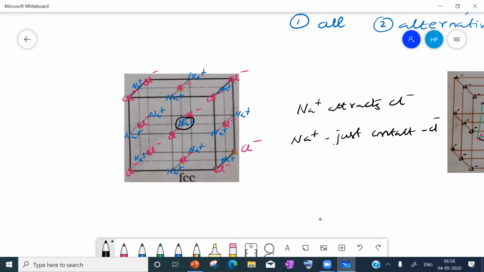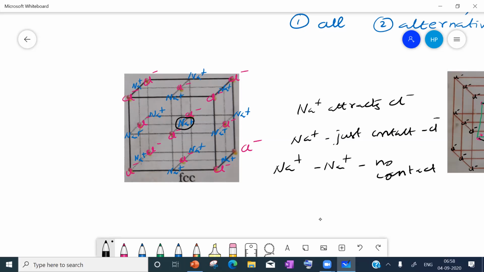Next, Na+, no contact. That's why we can say Na+ ions are second nearest neighbors. Na+ ions have no contact. Why do we say Na+ ions are not in contact? Because they both have plus charges, therefore repulsion. So no contact.